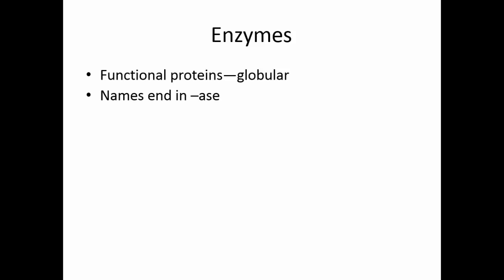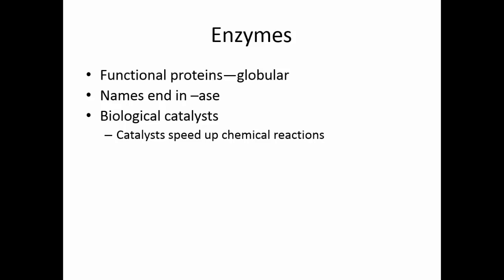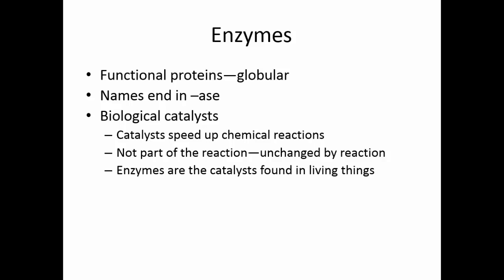Since we're talking about enzymes, remember they're functional globular proteins. All enzymes end in ASE, so you can know you're talking about an enzyme by looking at the word. Enzymes are biological catalysts. Now, in general, catalysts speed up chemical reactions. Biological catalysts are those that are involved in living things. Catalysts are not part of the reaction. They enter and leave the reaction completely unchanged. They simply make the reaction occur faster than it would normally. Enzymes are the catalysts found in living things.